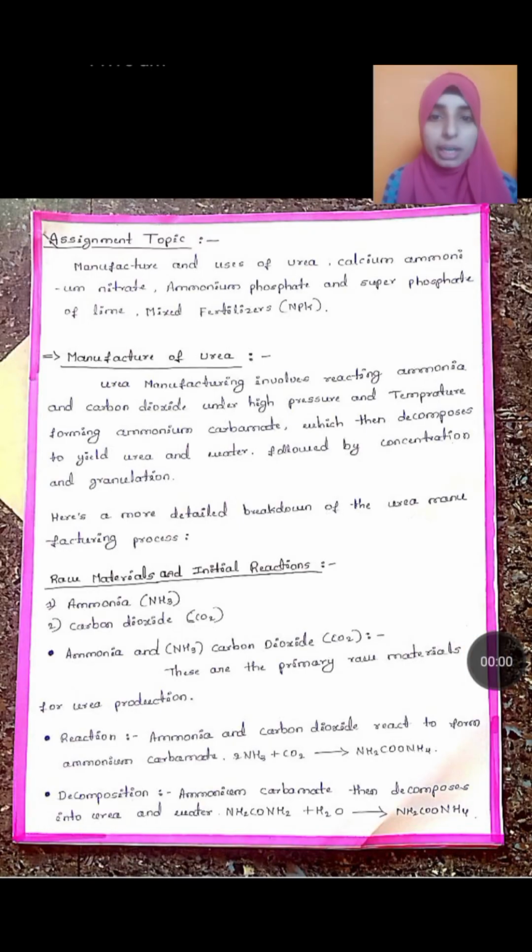My topic is manufacture and use of urea, calcium ammonium nitrate, ammonium phosphate and superphosphate of lime mixed fertilizer NPK. First we are discussing manufacture of urea.